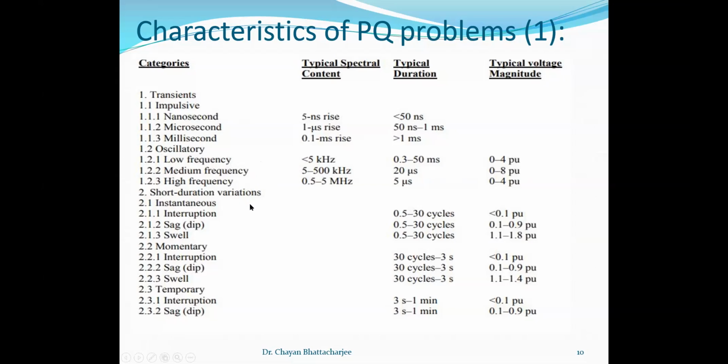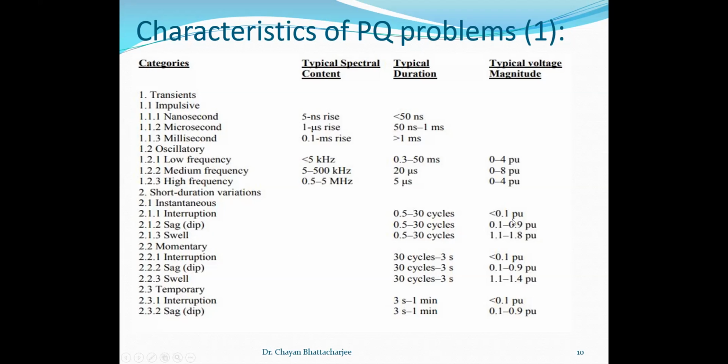Short duration variation means from 0.5 cycles to 30 cycles. From 0.5 cycles to 1 minute. That is your short duration. So short duration includes, again, instantaneous, momentary, and temporary. For instantaneous, the duration is from half a cycle to 30 cycles, and there are 3 categories: interruption, sag, and swell.